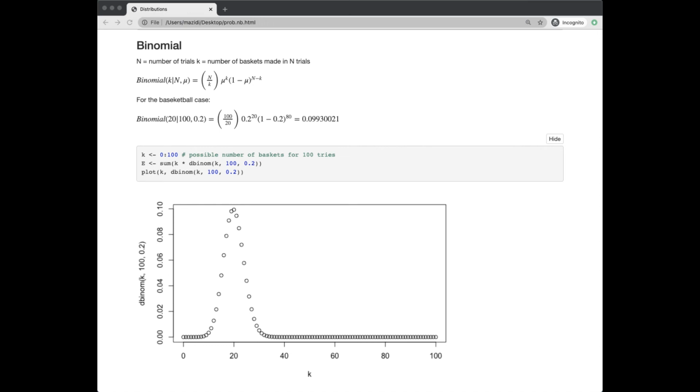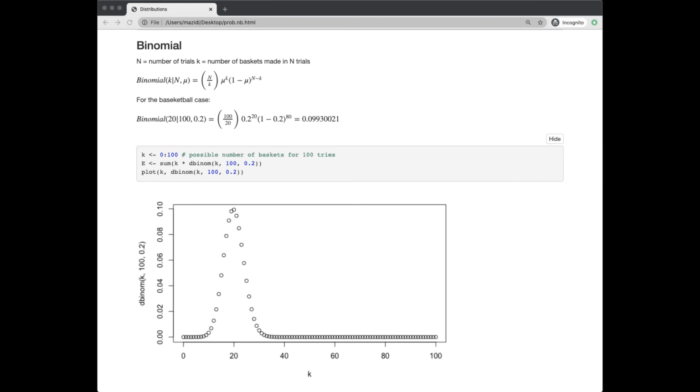What's the expected mean of our 100 trials? The expected value will be n times mu, which in our case is 100 times 0.2, which is 20. Let's derive these values using R. First, we make a vector of possible values for k, the number of baskets made, which can be from 0 to 100. Then we multiply each k by its probability and add them together. E is 20, as we expect.